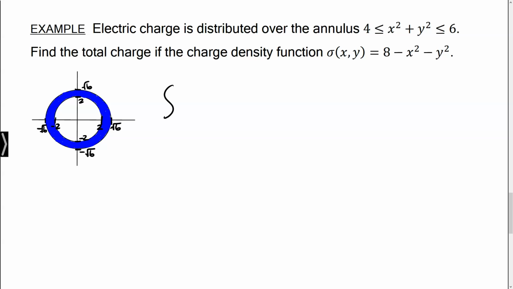If we're integrating this, we want theta to go from 0 to 2 pi, and r is going to go from 2 up to square root 6. Be careful: whenever you have this x squared plus y squared kind of quantity and you're converting it to polar coordinates, remember that that's r squared, so I have to take the square root here. It's a real common mistake just to go from 4 to 6 instead of from 2 to square root 6. And we're integrating 8 minus x squared plus y squared, so that's going to be 8 minus r squared, right? Because this is minus x squared plus y squared.